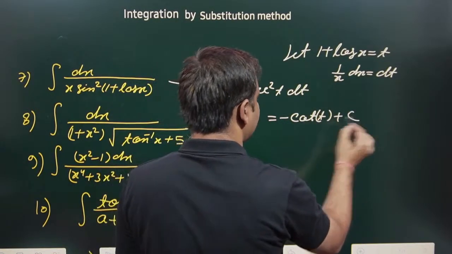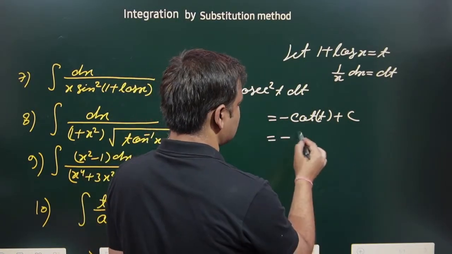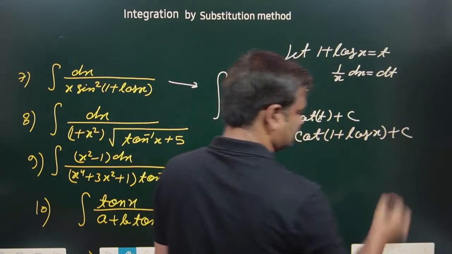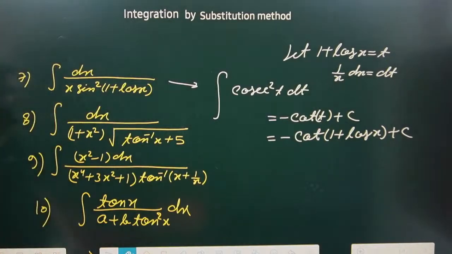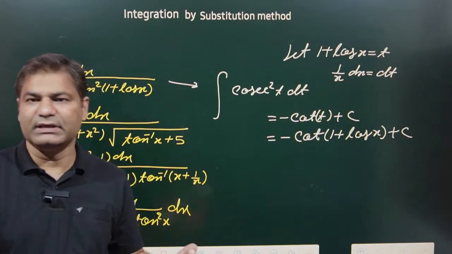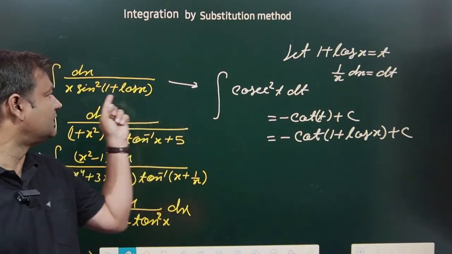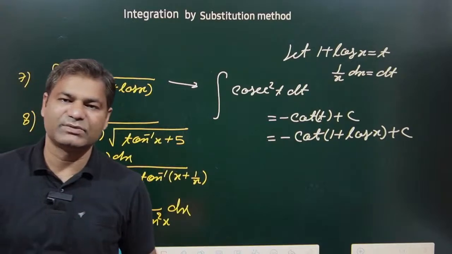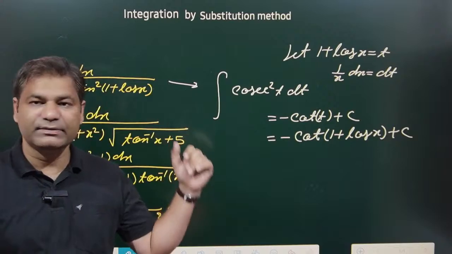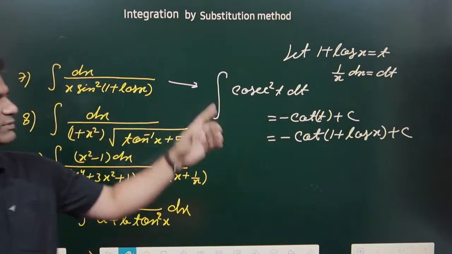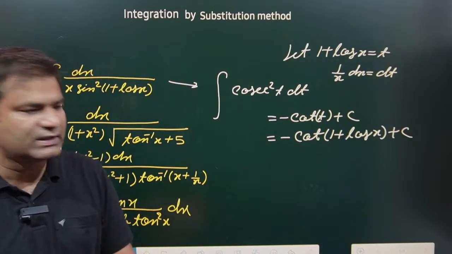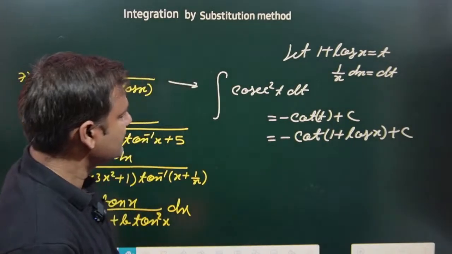Cot t plus c. So minus cot t, this is the final answer. Very simple. Okay, 1 by sin square t: if you put here t, then that is 1 by sin square t, basically written cosec square x dx into dt, because 1 by x dx is replaced to dt. So the integration of cosec square t is simply minus cot t. So that's why it is written. Okay.